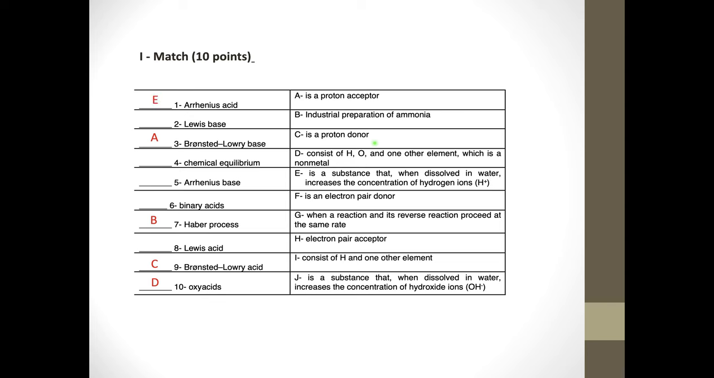That is number 1. F is an electron pair donor. That definition is for the Lewis acid base definition, specifically for the Lewis base definition. Letter G, when a reaction and its reverse reaction proceed at the same rate, we have reached a chemical equilibrium, so that's number 4, G. The H, electron pair acceptor, is basically the Lewis acid definition, so it's number 8, letter H. Consists of hydrogen and one other element, this is the definition of a binary acid, 6, letter I.